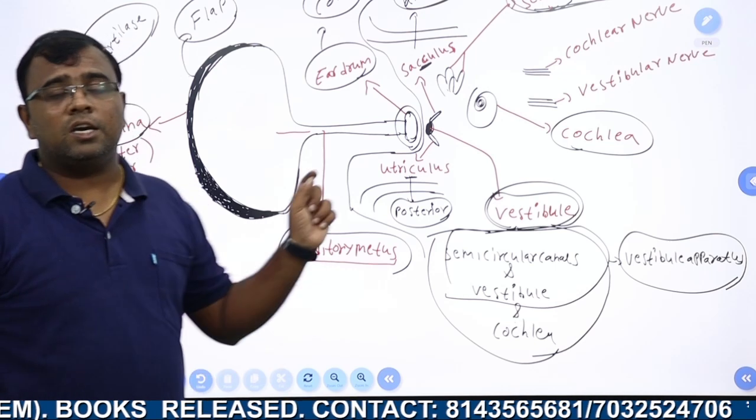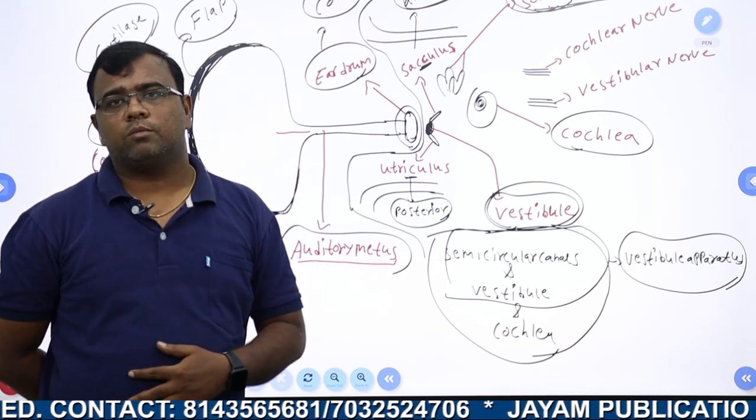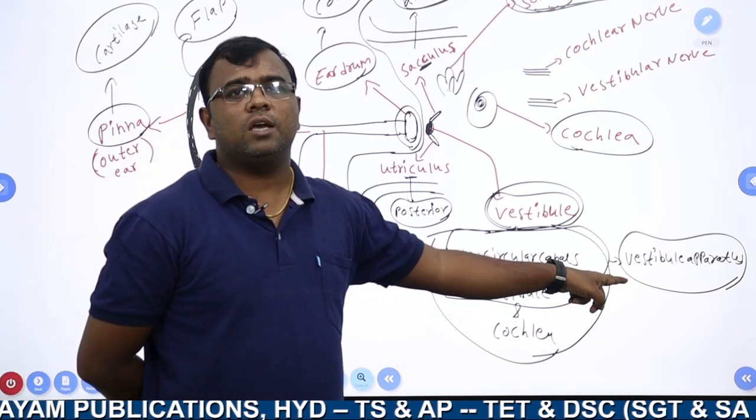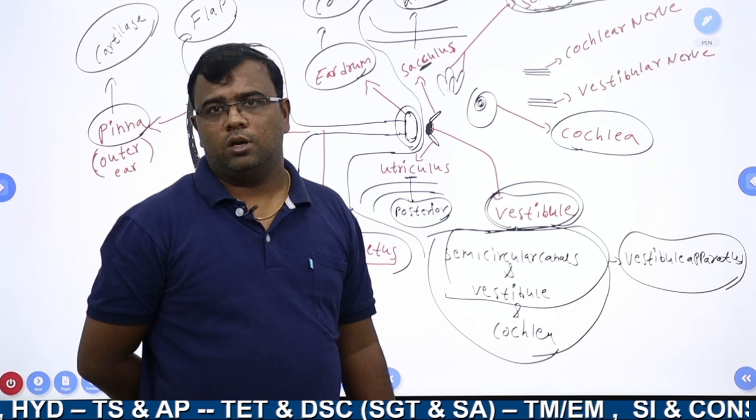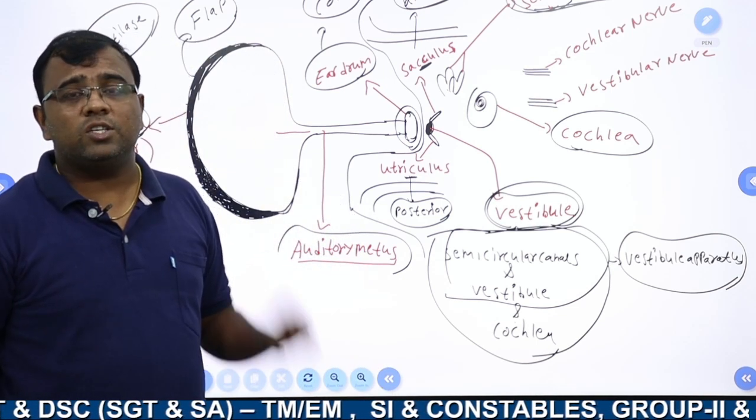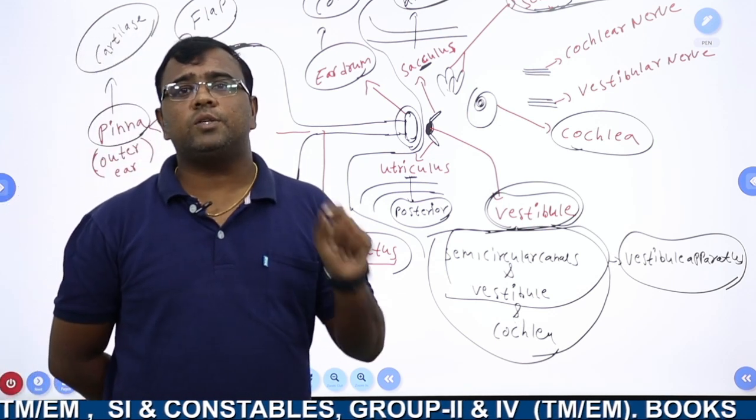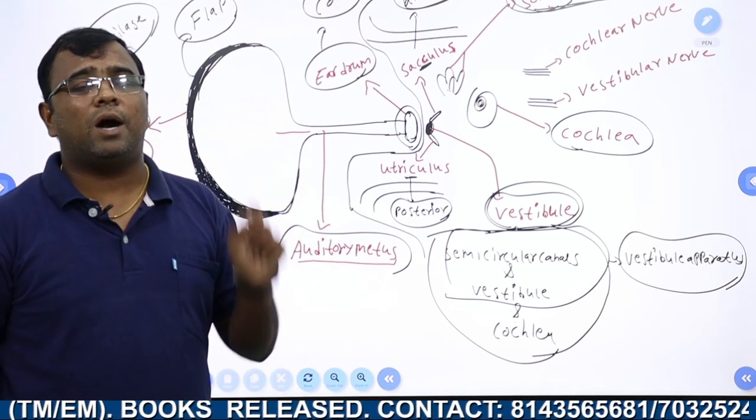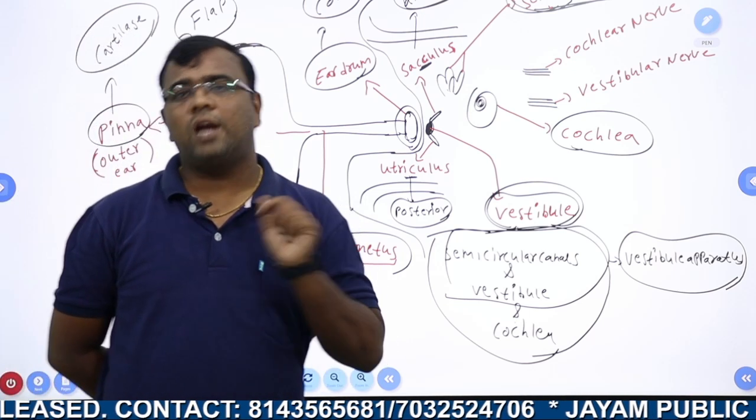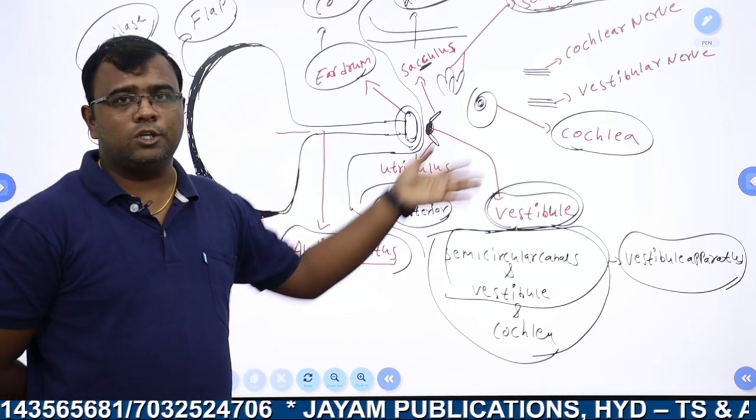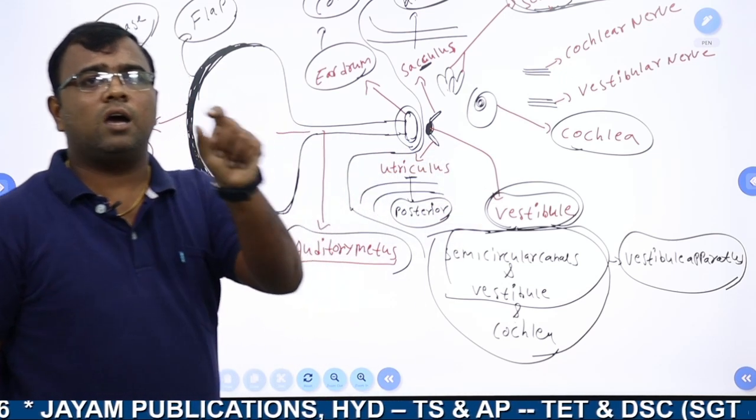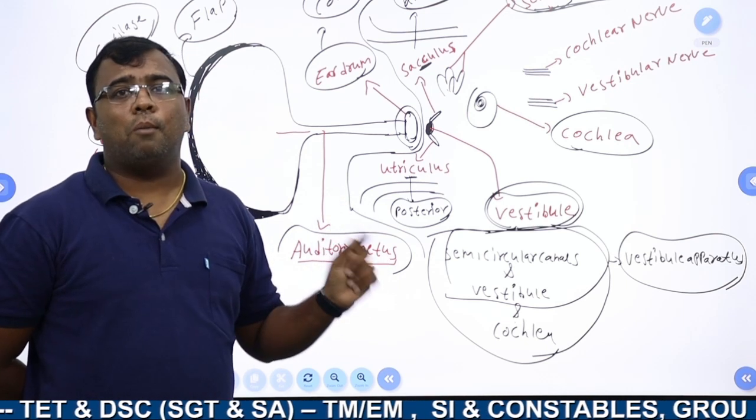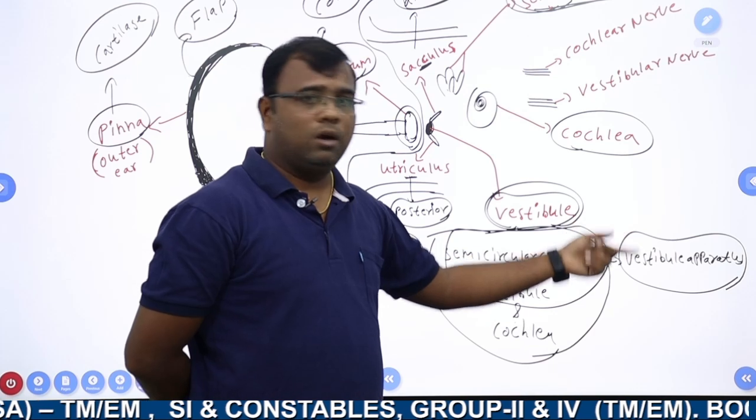I already told you that the ear's function is to maintain the body equilibrium. In which part of the ear is the body equilibrium maintained? The answer is the vestibular apparatus. Already I told you about skin: in which organ is the body temperature equilibrium maintained? The answer is skin. In which glands? The answer is sweat glands. In this type of question, in which organ is the body equilibrium maintained? The ear. In which part of the ear? The vestibular apparatus.